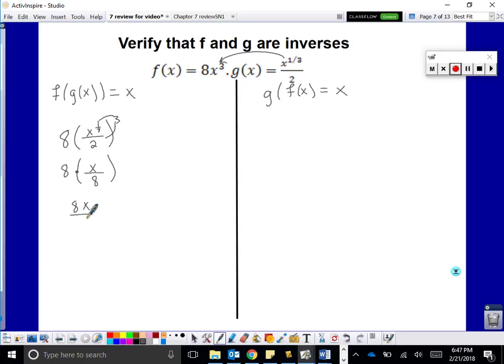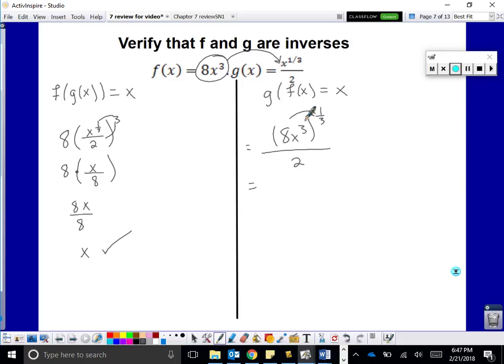That gives me 8x over 8, and I come up with an x. We're not going to circle that, we're just going to say, yep, that checks out in that direction. Going the other way now, if I'm going to do g of f of x, that means I'm taking f and plugging it in to g. So I've got 8x cubed replaces x, and all of that is being raised to the 1/3 power, all over 2.